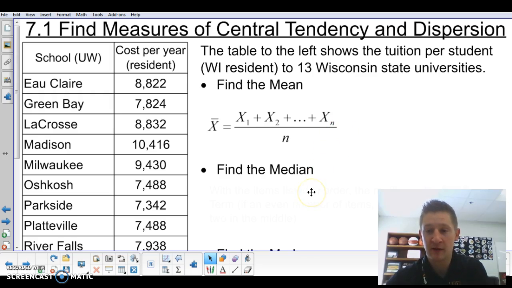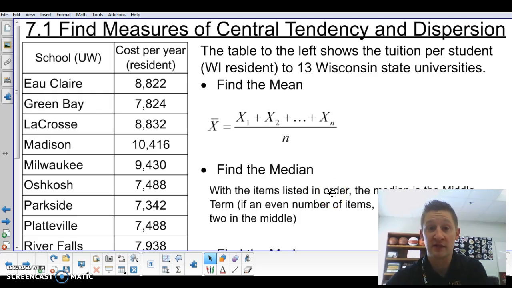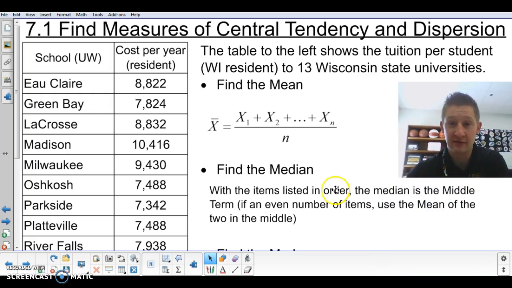The median is going to be the middle number. If you line up all the numbers in order from least to greatest, the median would be the one right smack dab in the middle. Now, if you were to have an odd number of terms like we do, 13 of them, well, that means the seventh term is going to be right in the middle. If there's an even number of items, say I were to add one more school to this list, and there would be 14 schools, the median would be the mean of the two schools in the middle. So numbers 6 and 7, you would add them together and find their mean. Okay, that would be your median.